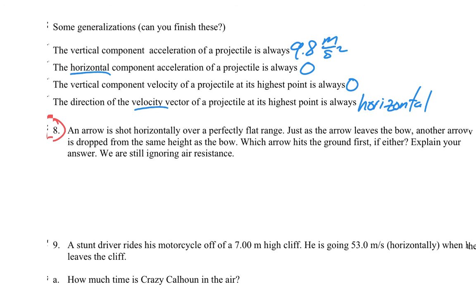Let's go ahead and take a look at this. An arrow is shot horizontally over a perfectly flat range. Just as the arrow leaves the bow, another arrow is dropped from the same height. Which arrow hits the ground first, if either? They hit at the same time. We have a demo in class. I'll try and post a video so you can take a look at that. But it's at the same time because they undergo the exact same acceleration, which is only the acceleration due to gravity. So the arrow that's launched is going to travel farther in the horizontal direction, but it's going to take the exact same amount of time to hit the ground as the arrow that is simply dropped.